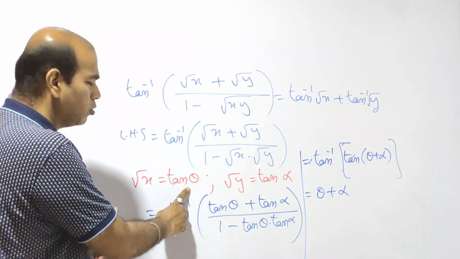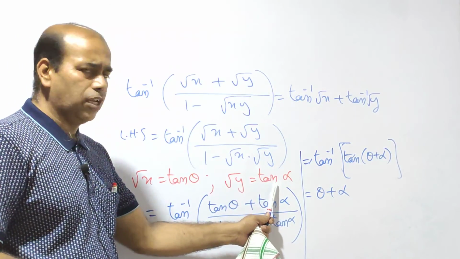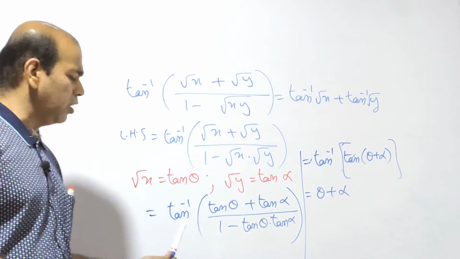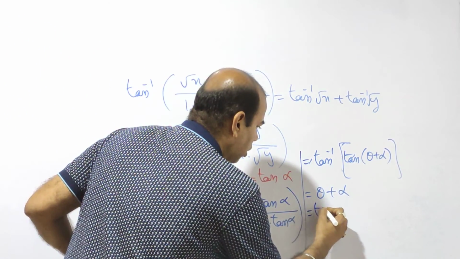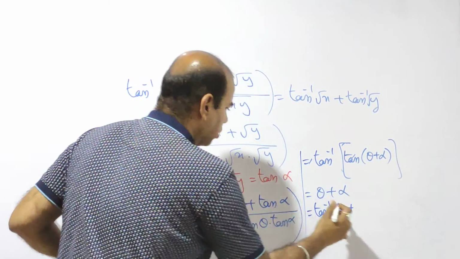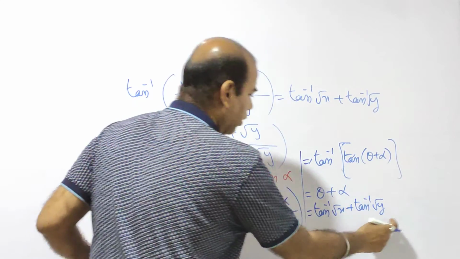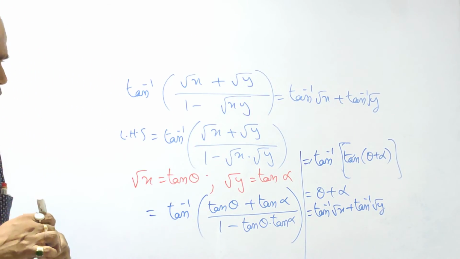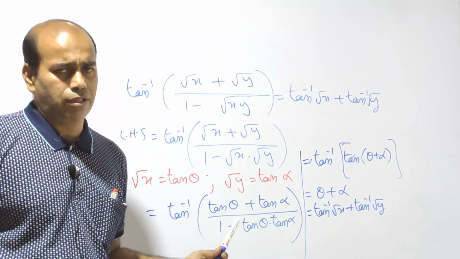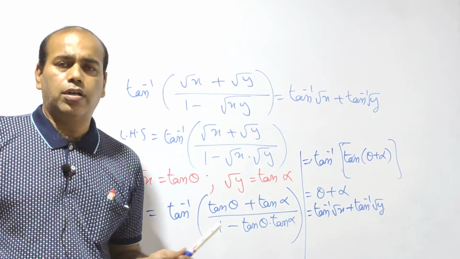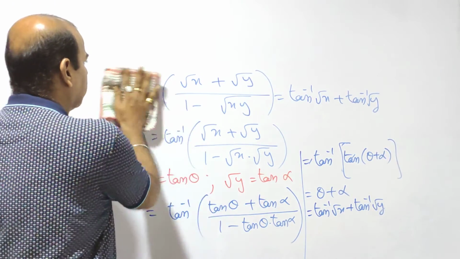Now root x equals tan theta, so theta equals tan inverse root x. Root y equals tan alpha, so alpha equals tan inverse root y. So this is tan inverse root x, and this is tan inverse root y. And that's the proving. I hope it is clear, students. This is another method for solving the same question which I have done. So let me move to the next proving.